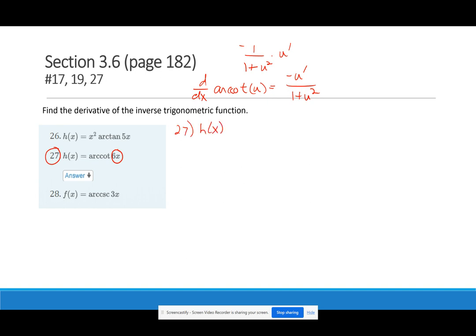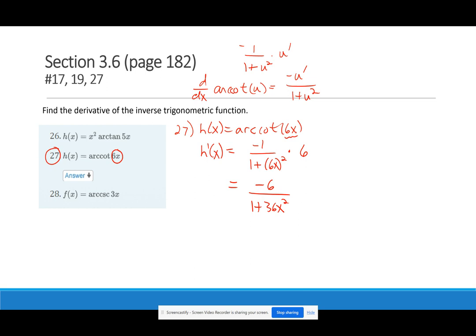Let me just write this again. Arc cotangent of 6x. So my u is 6x. All right, so I'm doing derivatives. So I'm going to do the derivative of arc cotangent. I usually think about it this way. It would be negative 1 over 1 plus the quantity 6x squared, and then the derivative of the inside function is 6. So I'd wind up with negative 6 on top, and then 1 plus 36 x squared.